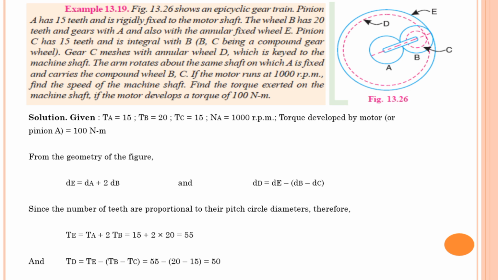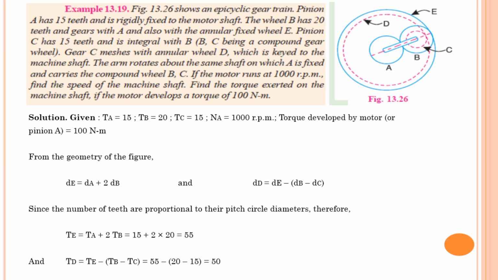Observe that sentence carefully. Gear C meshes with annular wheel D, which is keyed to the machine shaft. That means gear D is the output shaft, which is connected to the machine shaft. The arm rotates about the same shaft on which A is fixed. This arm is rotating about gear A and carries a compound wheel BC. If the motor runs at 1000 rpm, that means input gear A rotates at 1000 rpm, that is Na is equal to 1000 rpm, it is a given condition. Find the speed of the machine shaft, that is, the speed of output shaft Nd is asked.